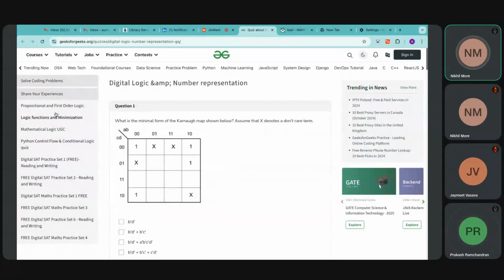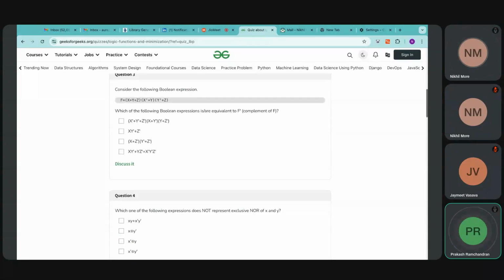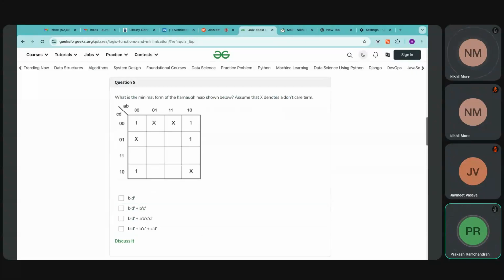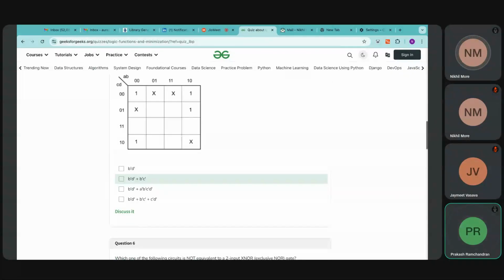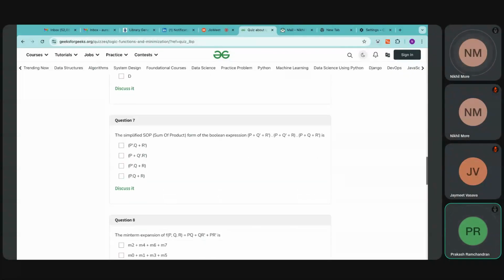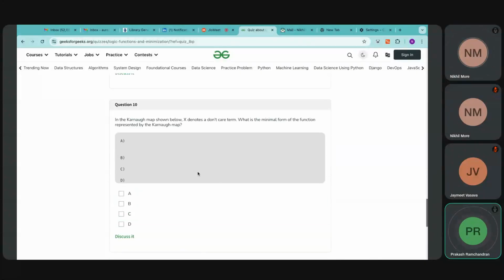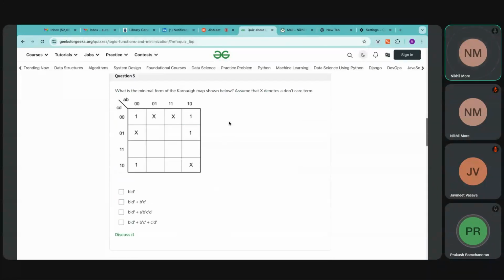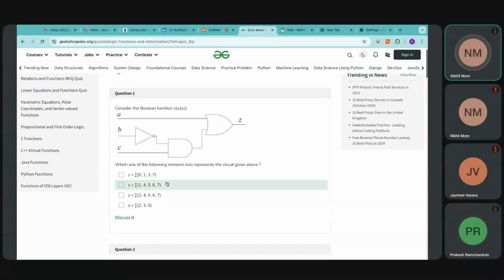Then SOP representation. Minimizations. You don't have to solve anything, but just take a look at what is available and what question types are there. So to give you an idea that you get a lot of variations in this. Yes, there are a lot of variations. So there could be a circuit design minimization.